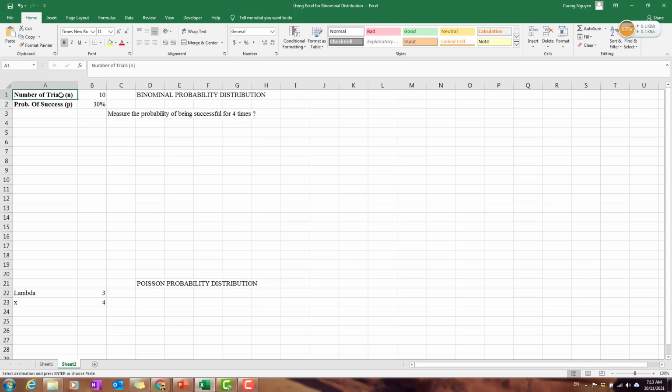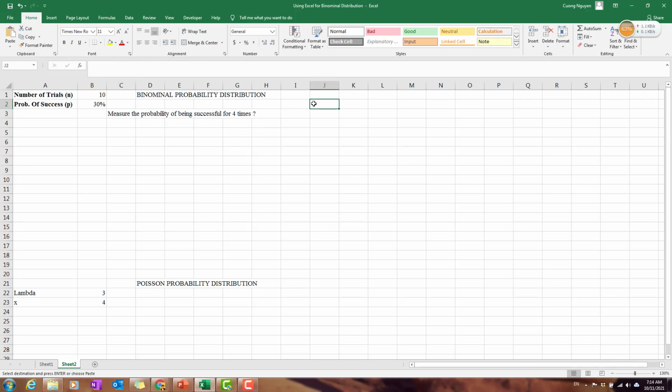So first of all, we start with the binomial probability distribution. For example, we try 10 different trials, 10 times in total, and the probability of success is p equal to 30%, or 0.3. The question is to measure the probability of being successful 4 times, for example. How can we do this?